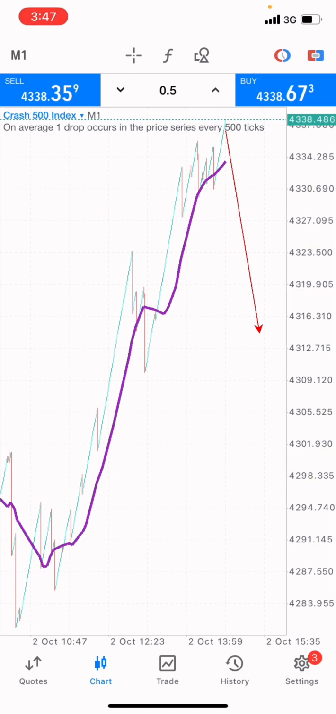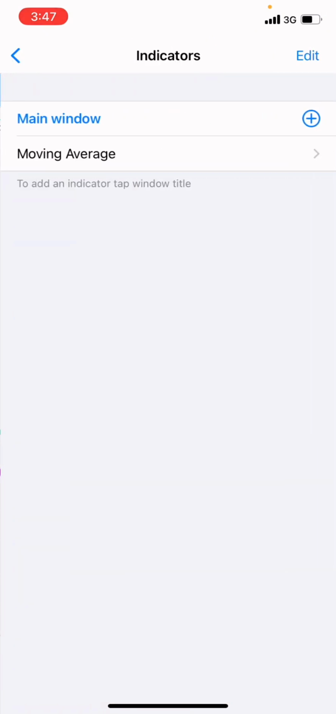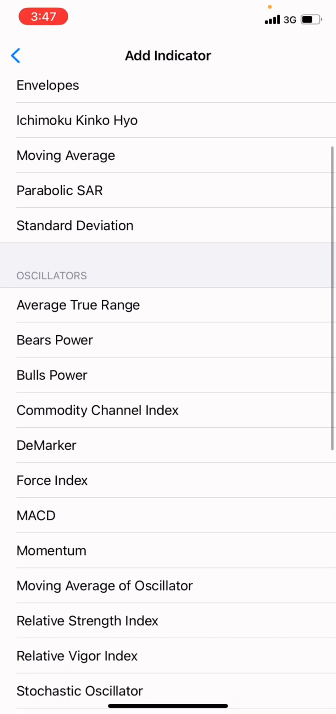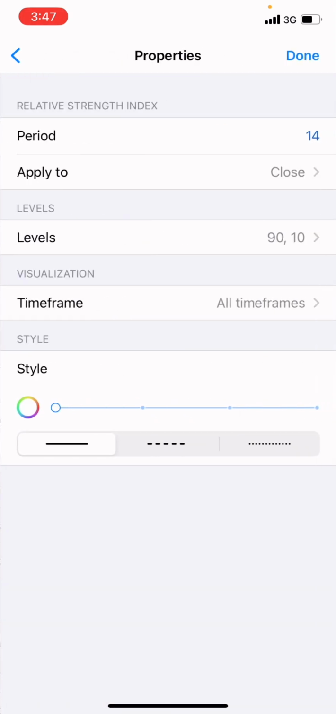Okay, and when you want to trade, right, I just showed you now. Let me confirm this for you, that this market is going to sell. I'm going to put in the RSI indicator, which is the Relative Strength Index indicator, period 14, levels 90 and 10, applied to close. You can see the style right here, 1 pixel, color white.